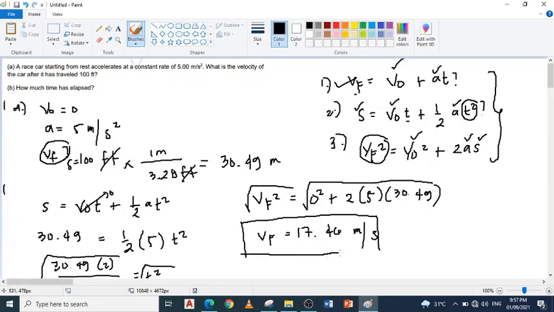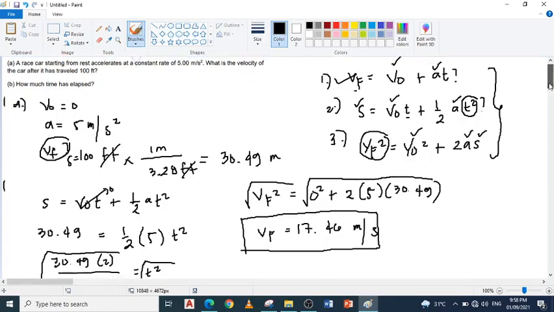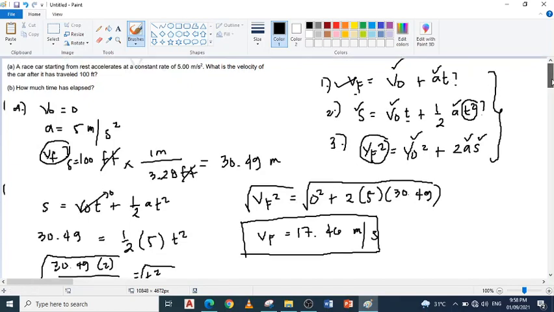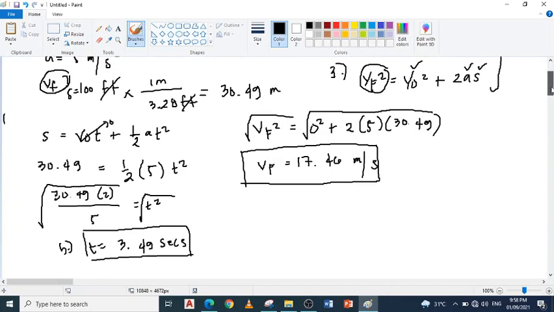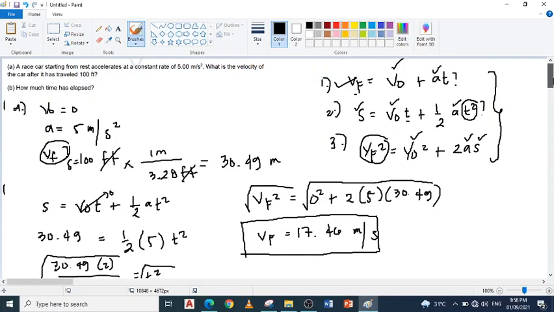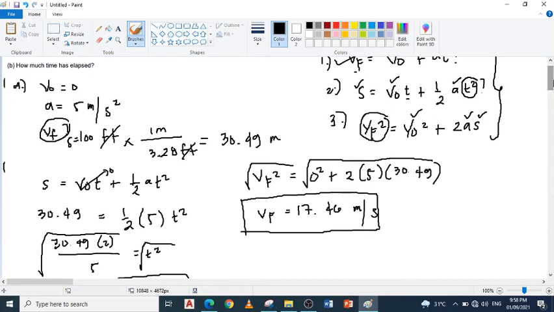Now, for checking lang to guys, for checking lang. So, if I will try to use number 1 formula to compute for time taken during the travel, so tignan natin kung tatama dun sa 3.49 din. Okay? So, VF natin is, ito yung letter A. Okay? So, just to check our answer.